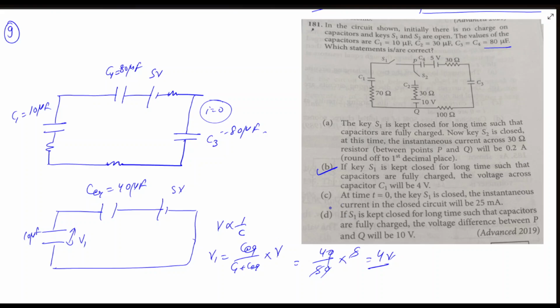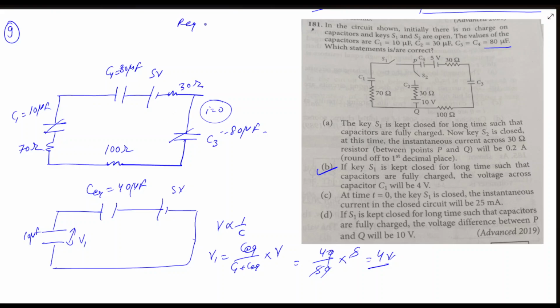Let's move on to check C. At time t equal to 0, S1 is closed. The instantaneous current in the closed circuit will be. So this is quite easy. Again, let's solve this. So as soon as you close this, we don't need capacitors actually, right? So we have only resistances. This is 70 ohm and this is 100 ohm. Okay, so we have the third one, 30 ohm over here.